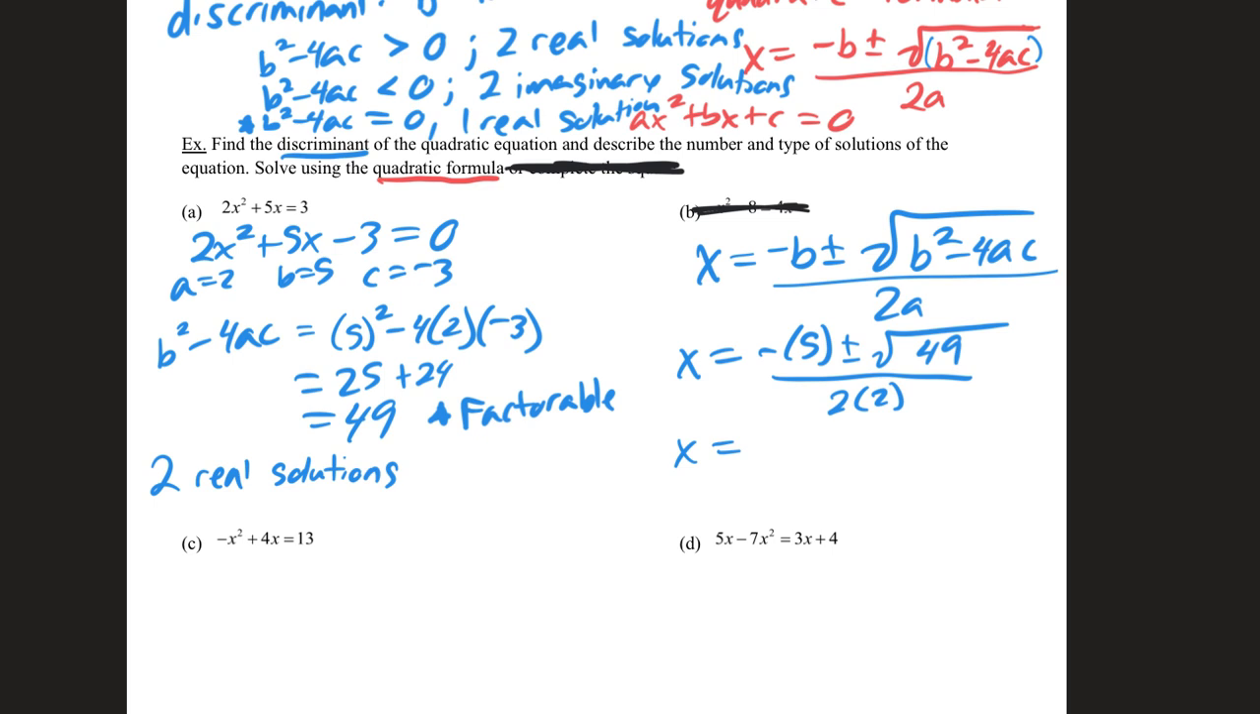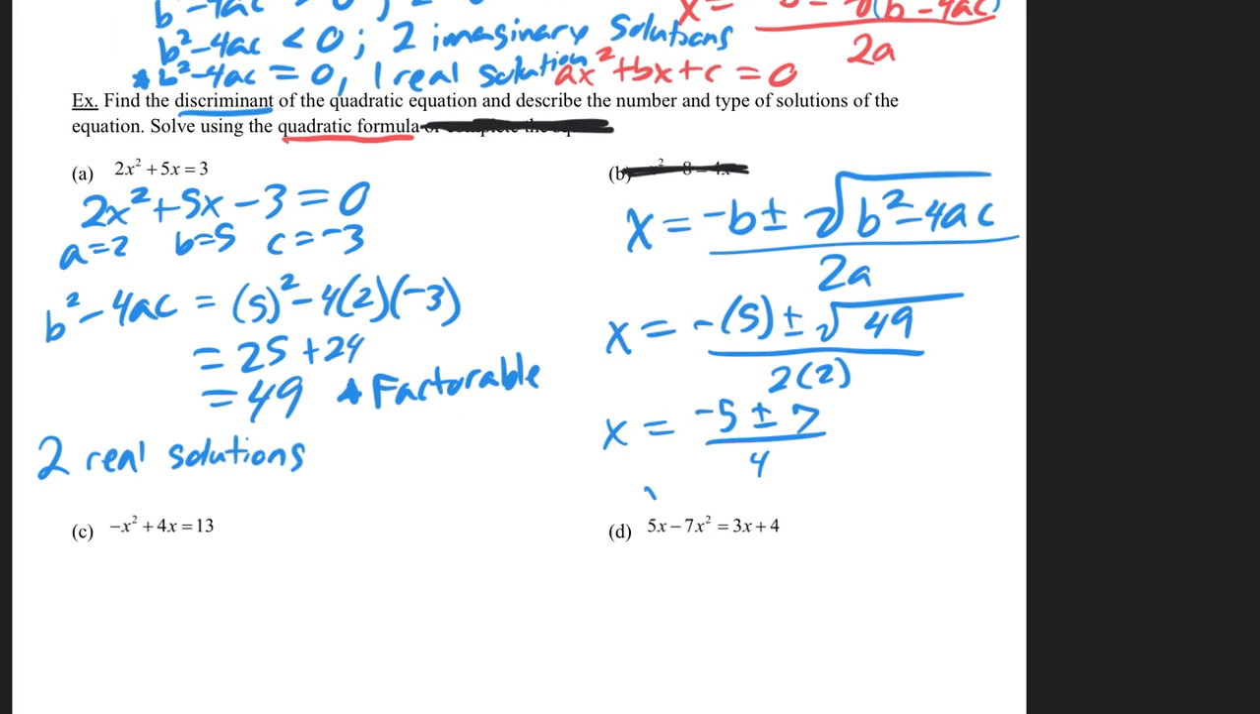So if I simplify that now, I get x equals negative 5 plus or minus. I can simplify the square root of 49. What's the square root of 49? It's 7. And then on the bottom, 2 times 2 is 4. And we said if that number after the plus or minus sign is a perfect integer, then I can find these two answers. So I have x equals negative 5 plus 7 divided by 4. And I have x equals negative 5 minus 7 divided by 4 would be my two answers.